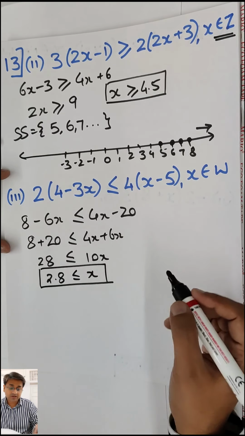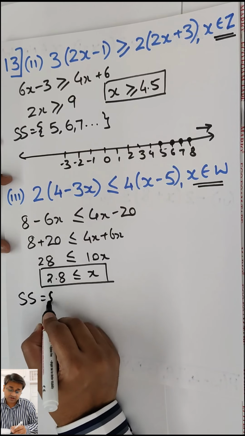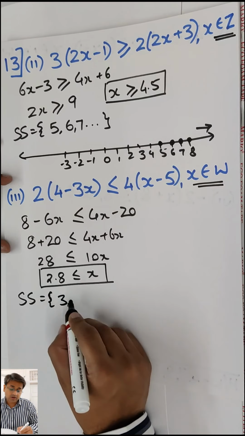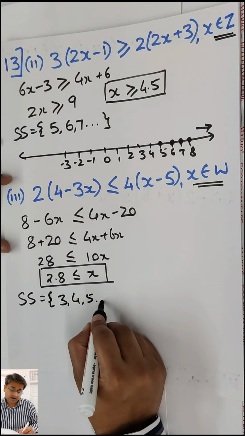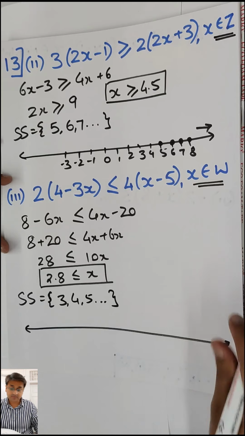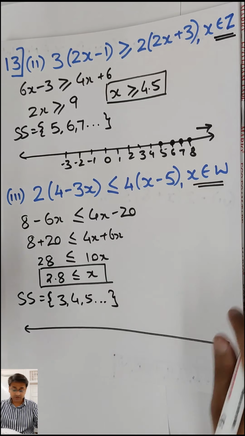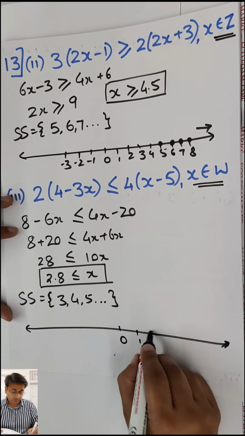So 2.8 less than equal to x. So x is bigger than 2.8 and belongs to whole numbers. So therefore my solution set will be bigger than this. The next whole number is 3, 4, 5 till infinity. So let's draw the number line. This is 13 part 3. I'll just check if I have done it correct. Yes, it's absolutely correct.